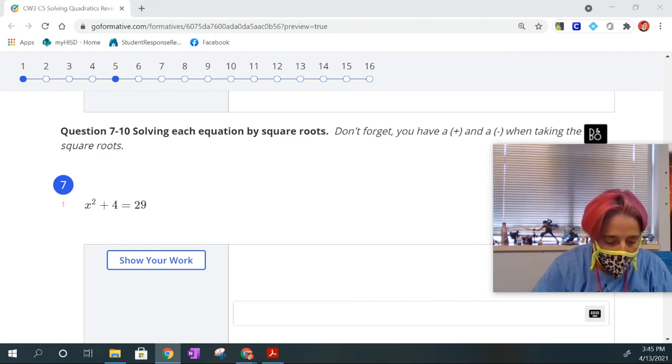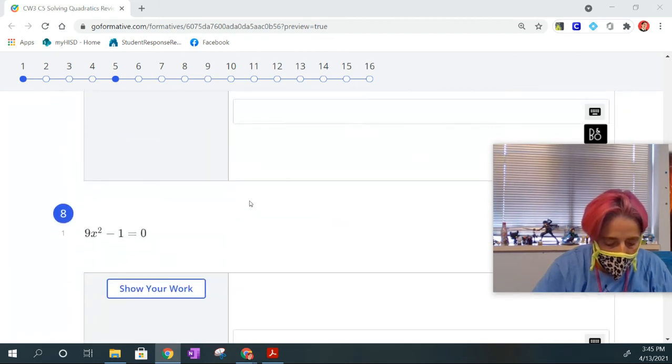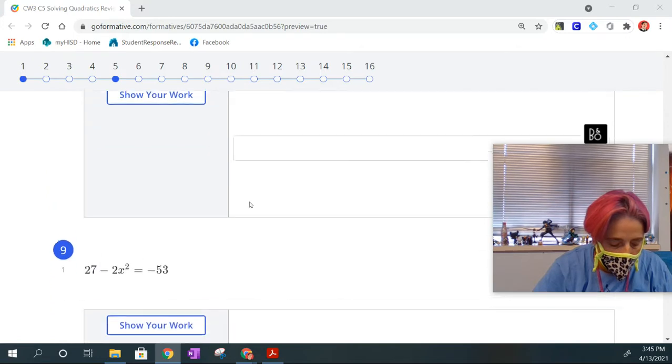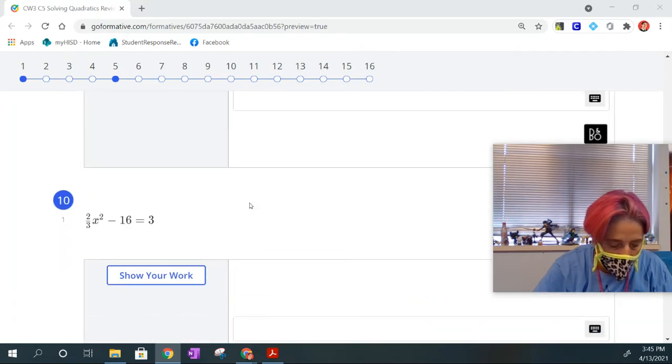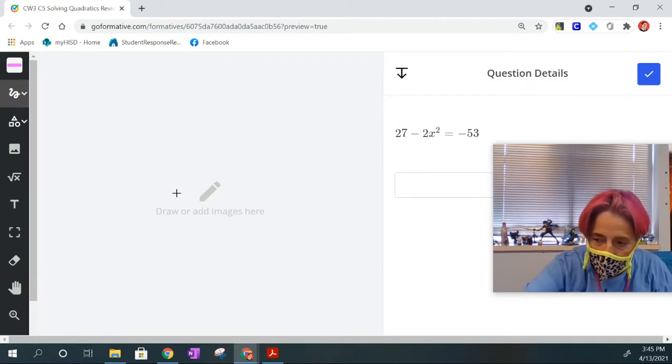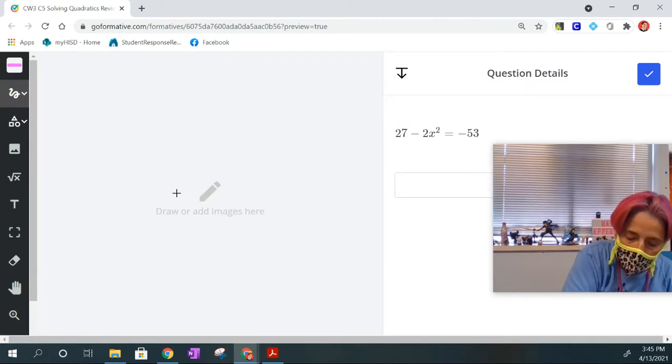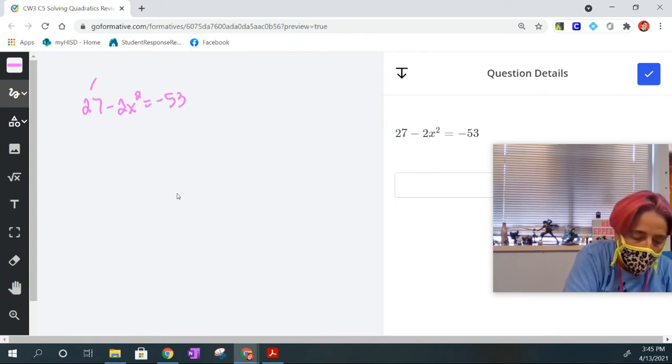Okay, so 7 through 10, we're going to solve by taking the square root. So let's do number 9 and 10 together. For number 9, in order for me to solve by the square root method, I'm going to solve for x. I want to isolate the x. So I'm going to move this 27, the constant, over. I'm going to subtract since it's positive.